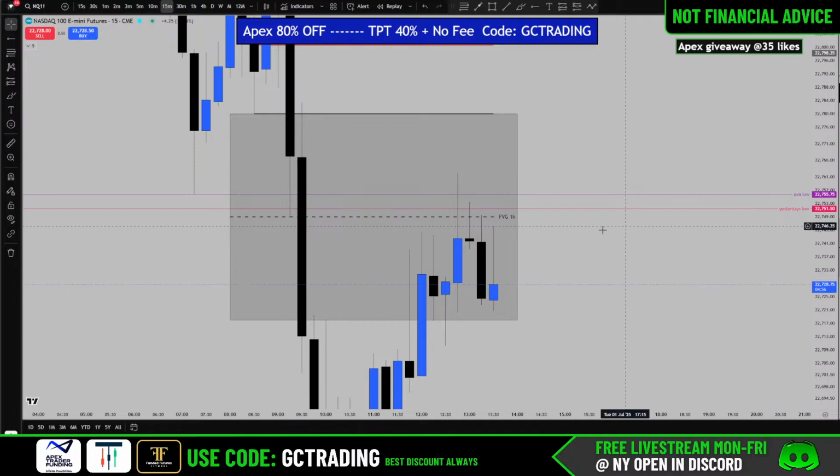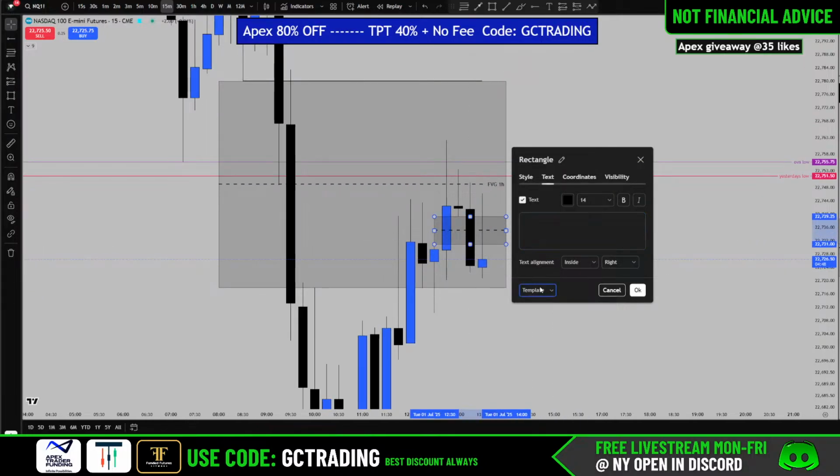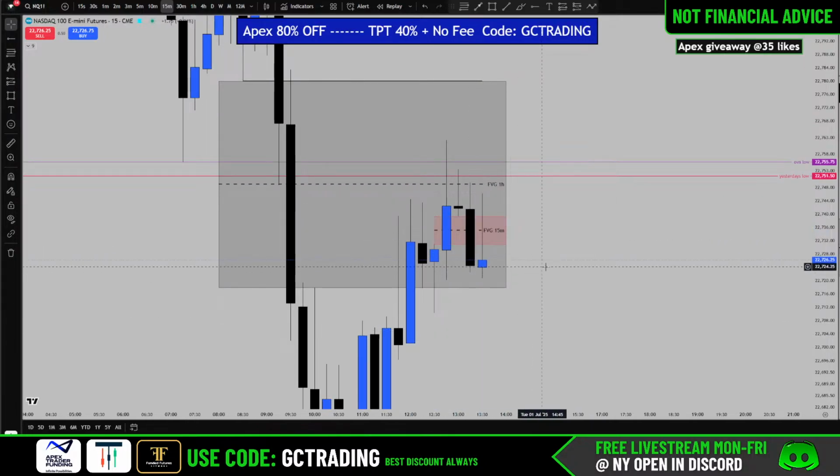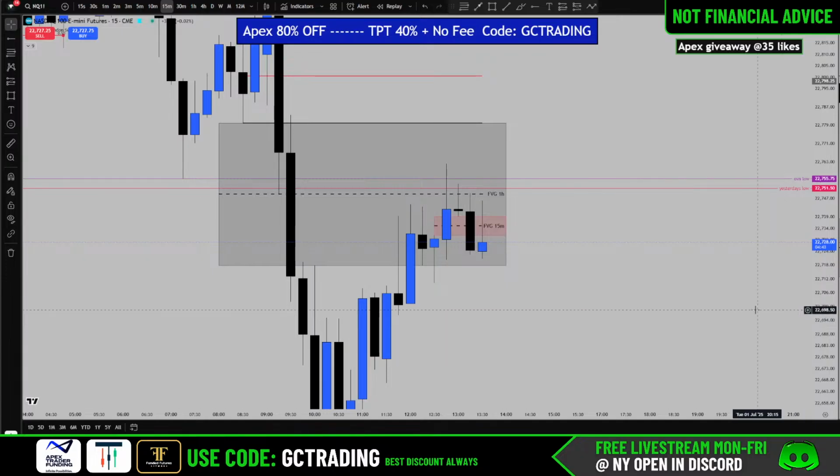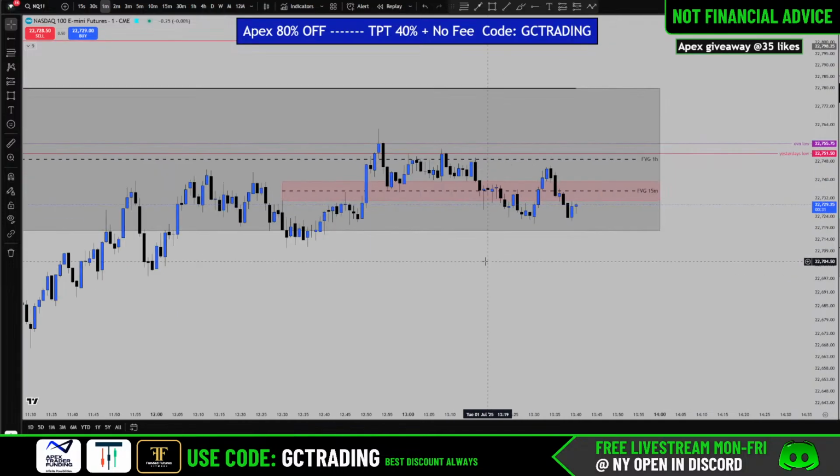We did inverse this 15-minute gap, which is pretty interesting right here. We did inverse that, so that's interesting. That's pretty bearish, obviously. We just need to see some type of push lower here.